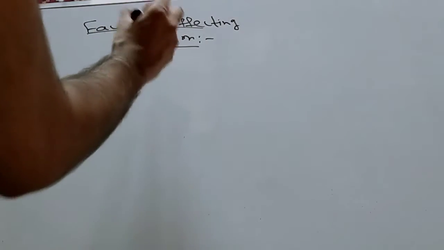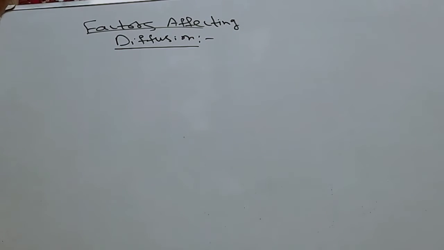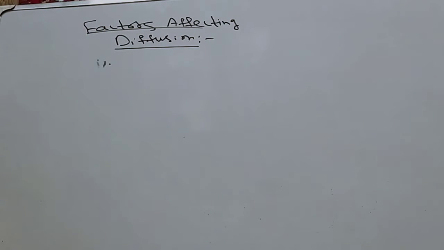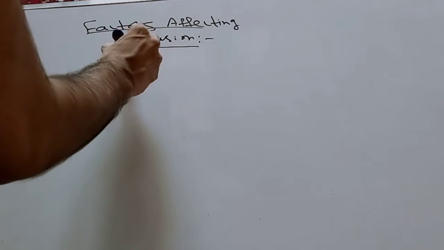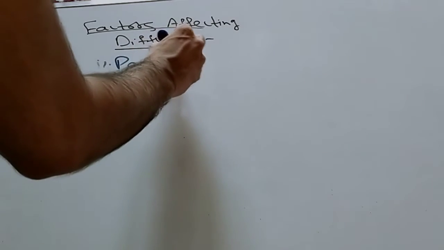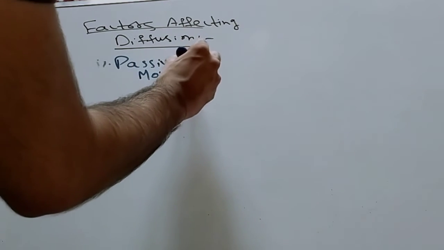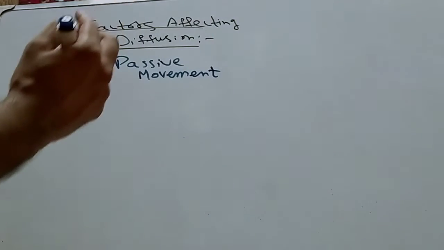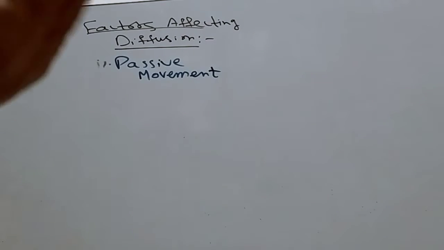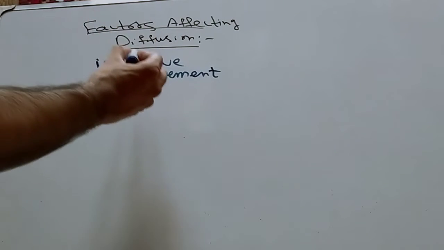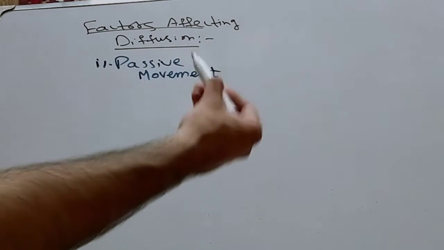So the number one factor that affects diffusion is passive movement. Passive movement means that gas molecules tend to flow from high concentration towards low concentration. This passive movement is the factor which aids the process of diffusion. Second is the kinetic energy.